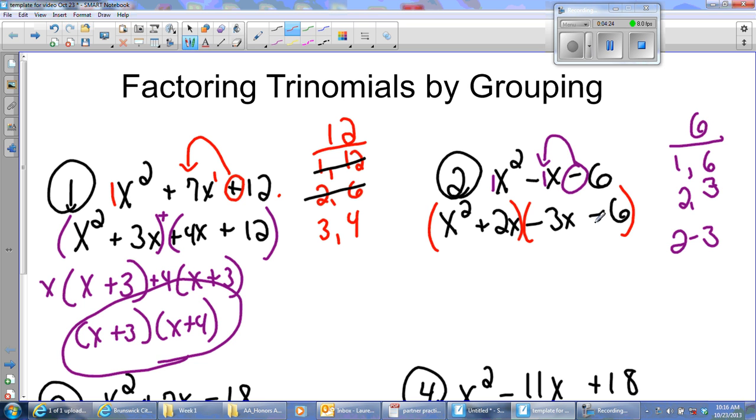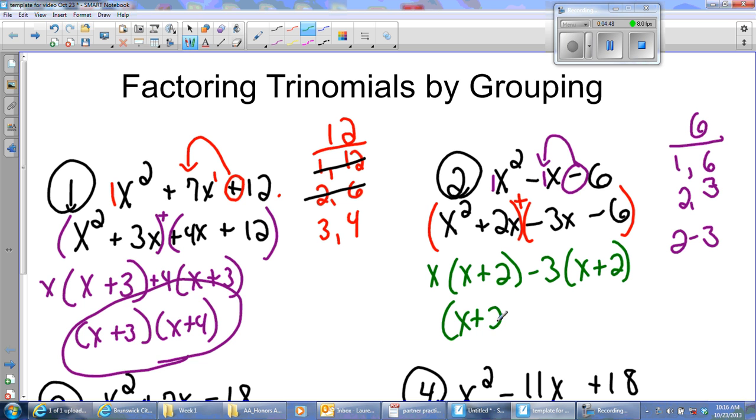Remember, I always have to sneak that plus sign in between there, otherwise I've changed the problem. Okay, I'm going to pull out my GCF, and that's going to be an x. Going to be left with an x plus 2 in the quantity. Here, I'm going to pull out a negative 3, and I'll have an x plus 2. I'll factor out the GCF of x plus 2. I'll be left with an x minus 3, and there you go, it's factored.